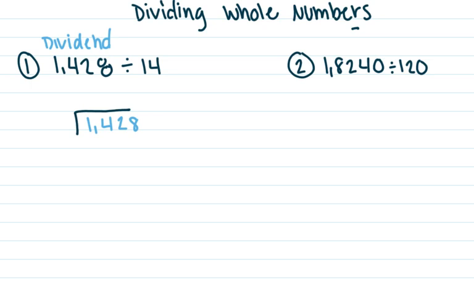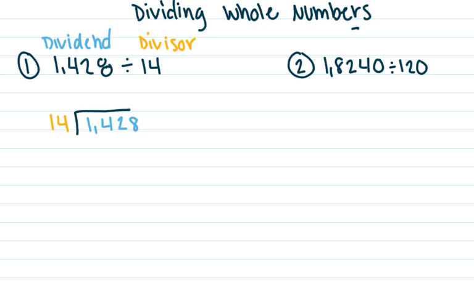The number that goes outside of the division house is called the divisor. It's the number that you're trying to see how many times fits into your dividend. And it goes on the outside of your division house. So that's how you would set up that type of problem. So go through step by step each number and see how many times 14 goes into it.